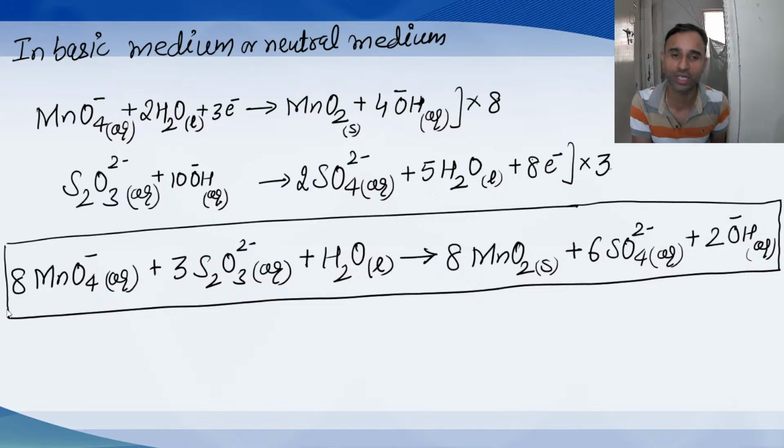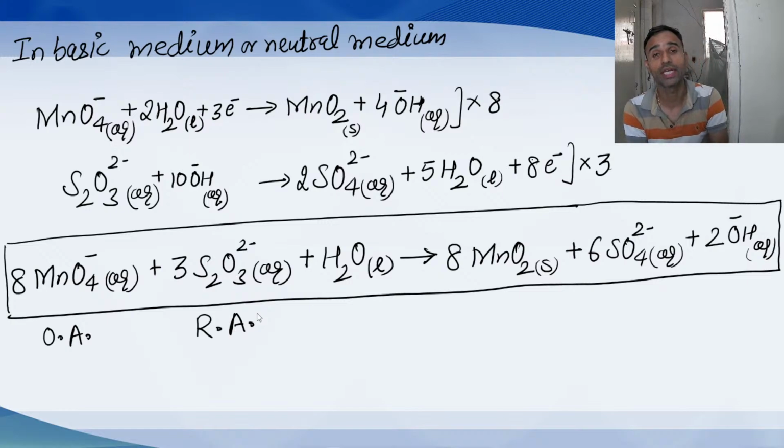That is the redox reaction actually, where MnO4 negative ion acts as an oxidizing agent and S2O3 2 negative thiosulfate ion acts as a reducing agent, right? Because MnO4 negative ion gains electrons and S2O3 2 negative ion loses electrons. Okay, so this is the first equation. So this one is the right equation that we have to balance in basic medium.